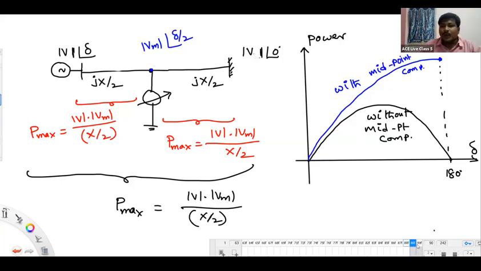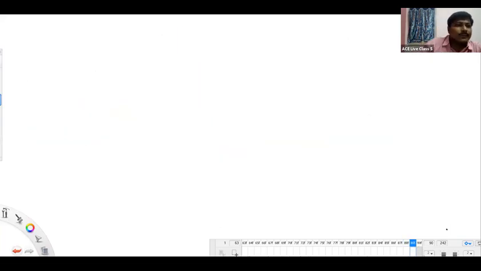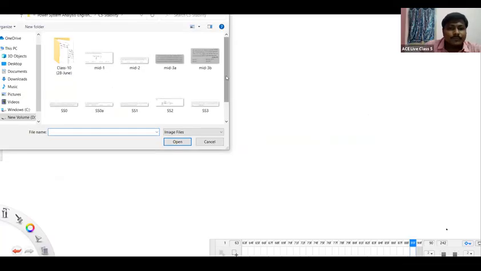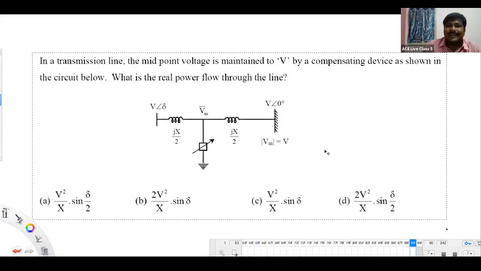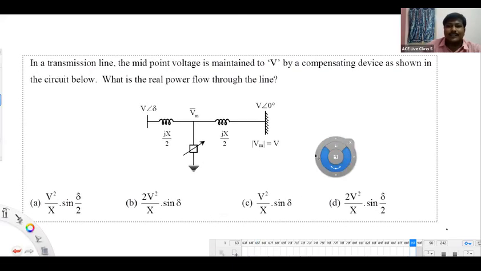Let us take one small problem on this. A very simple problem I am taking up. It is a problem asked in a previous IES examination. It's a direct question to you. What's your answer here? Tell me please.